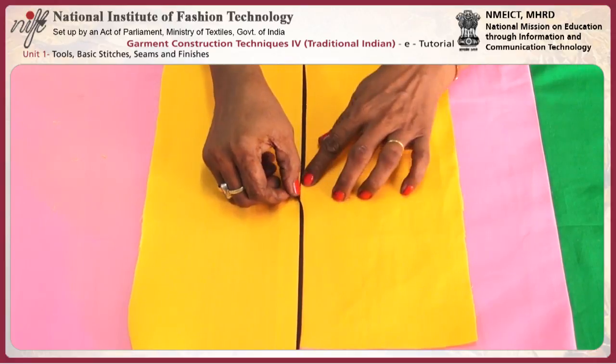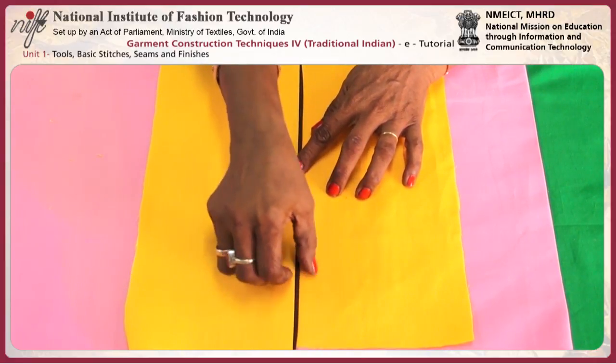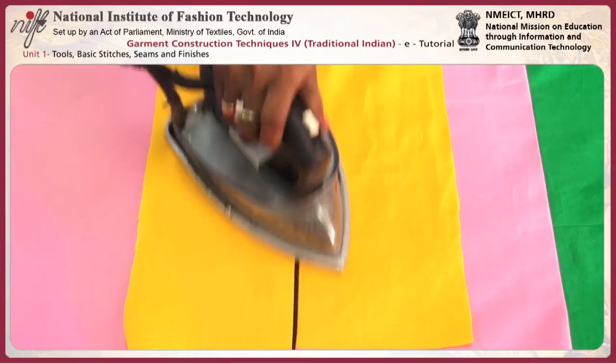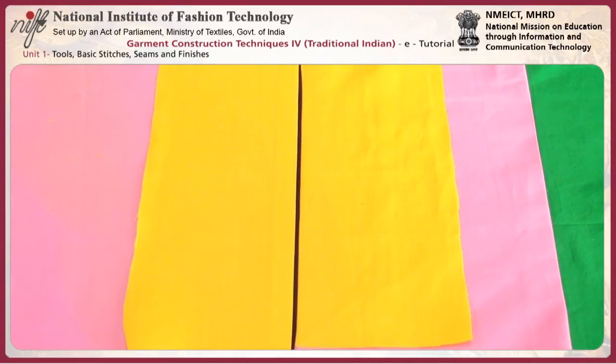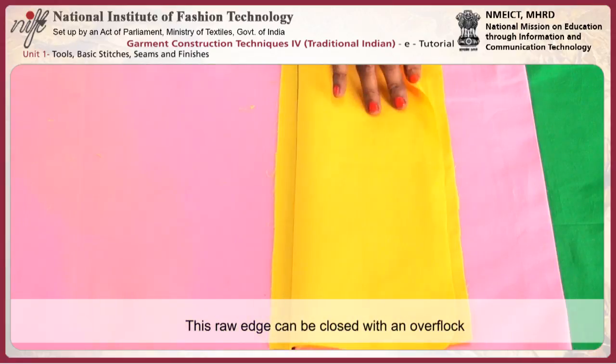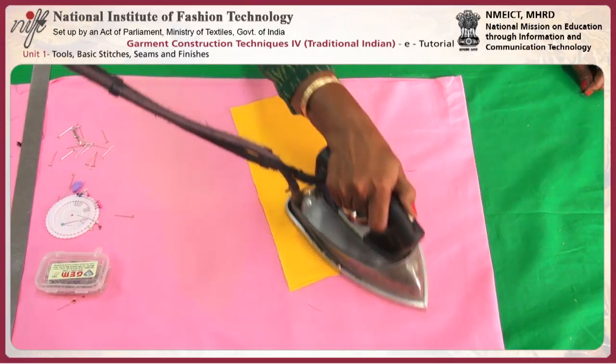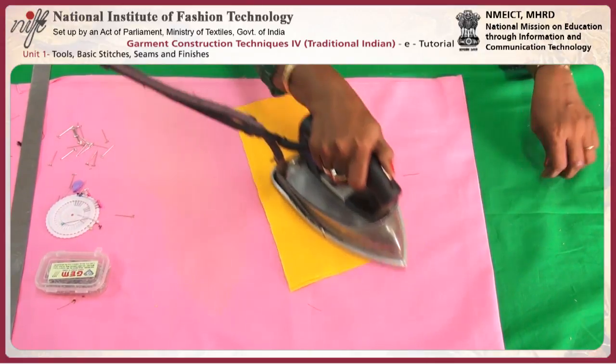Your floating piece is there in between two layers, kind of a piping, so it's called a pipe seam. Now this raw edge can be closed with an overlock. Do the pressing on the seam.